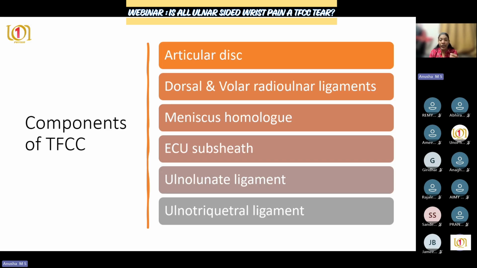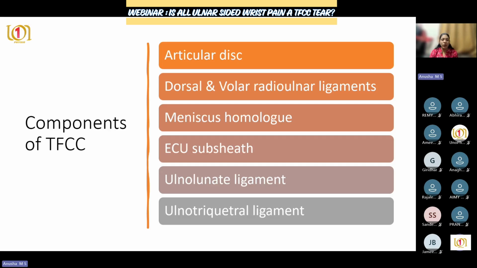And for an injury to the TFCC, the most common mechanism of injury is a fall on an outstretched hand, or a sudden twisting movement, or any repetitive loading movement. These are the major causes of injury to the TFCC. But the major requirement is that we should identify clinically whether the TFCC is affected or not. That is a major aspect in the assessment.